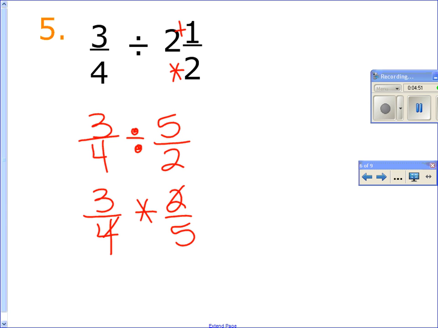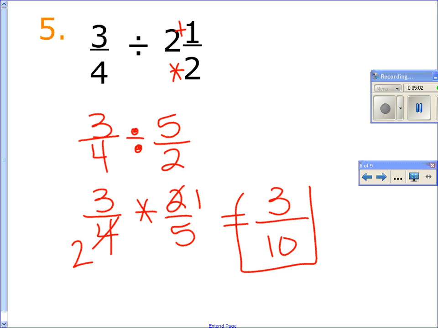The 2 and the 4 can simplify. 4 divided by 2 is 2. 2 divided by 2 is 1. Multiply straight across. 3 times 1 is 3. 2 times 5 is 10. The answer is 3/10 for this problem. If you need to pause to copy that down, you can do that.